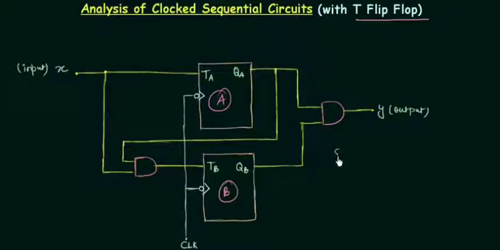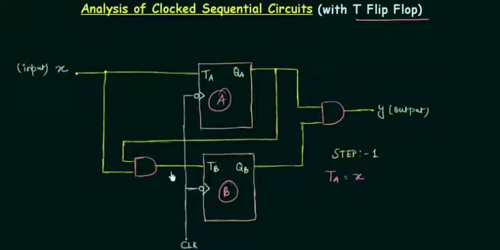Step number one is to find out the input and output equations. I will start with the input equations. I have to find out the expression for TA and the expression for TB. That's actually very simple. TA is just the input, and the input is X.